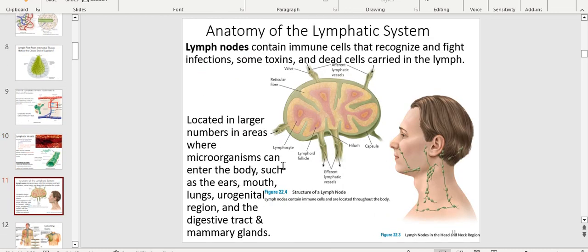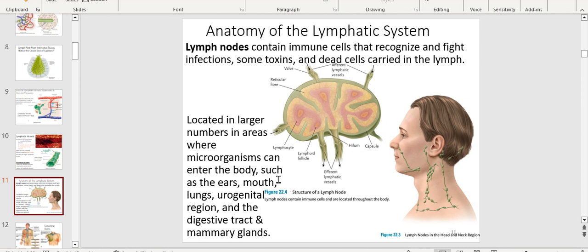Lymph nodes contain immune cells that recognize and fight infections, some toxins, and dead cells carried in the lymph. And you'll see what's going on here. There is an afferent entry and then an efferent exit. Afferent means at home. You'll hear this word again when we're talking about the kidney, when we're talking about nerve cells. Afferent means coming in. I say at home. Efferent means exit, leaving. You'll hear those two words throughout the duration of the course for sure.